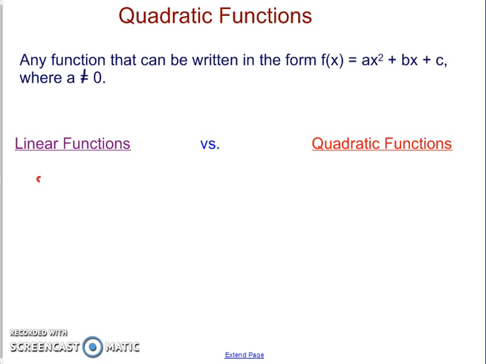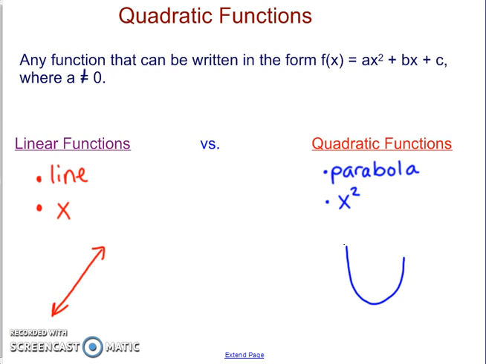A linear function is a line when we graph it, and the highest exponent on a linear is 1, so it's x to the first power. So when we graph this, a line is a straight line like this. Now a quadratic function is a parabola, that's the shape. The highest degree is a 2, so it's an x squared function, and it looks like a U when you graph it.